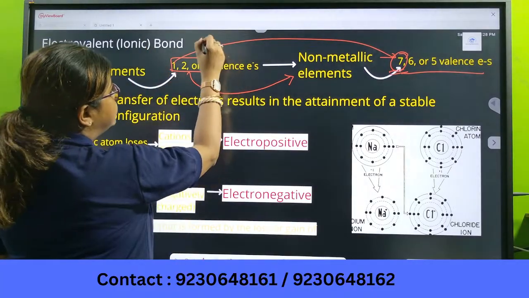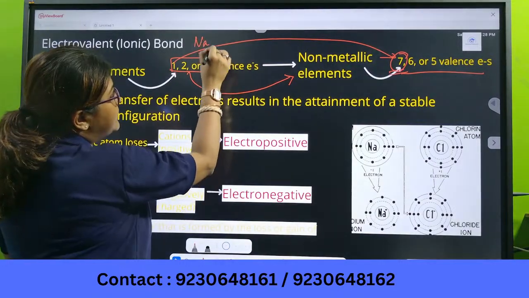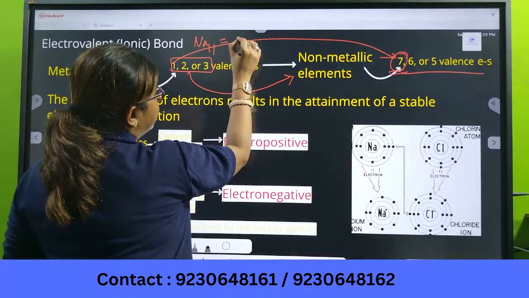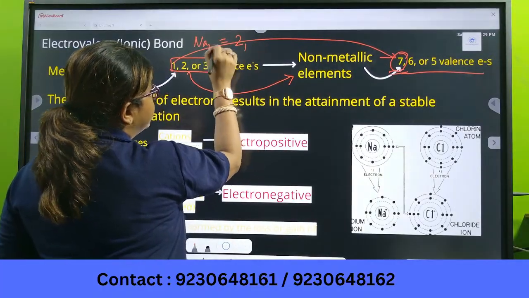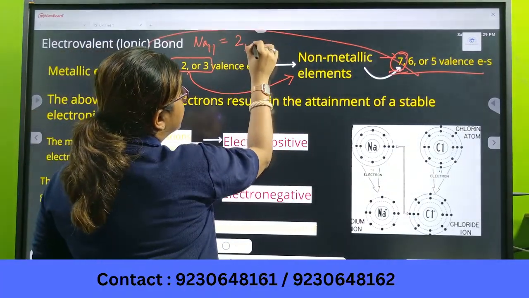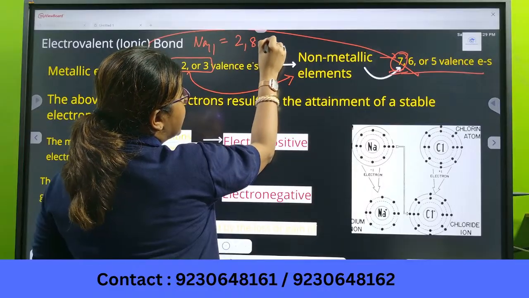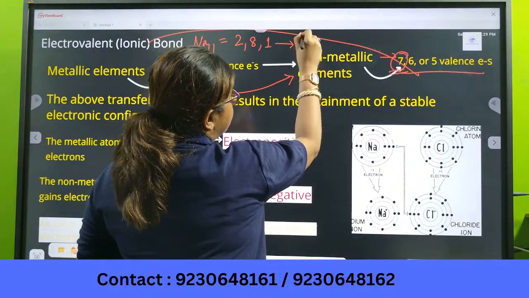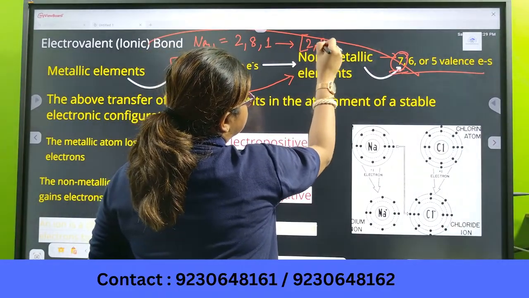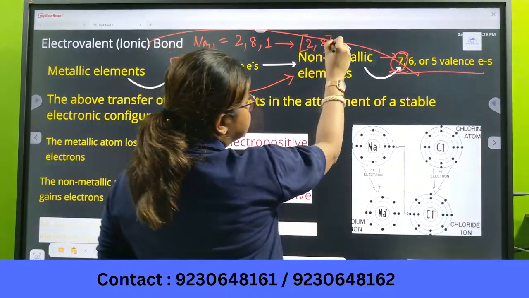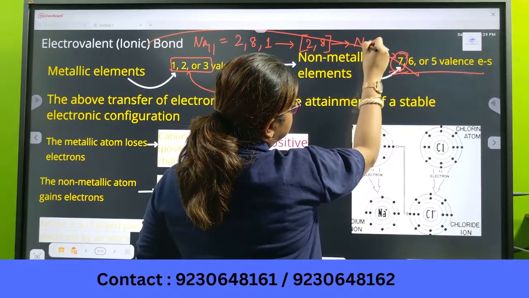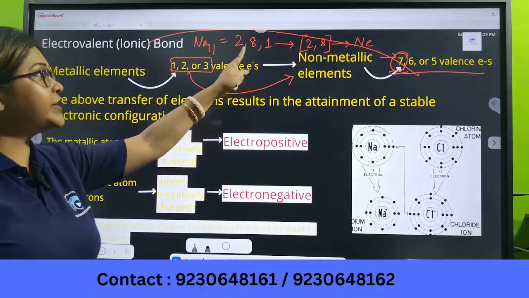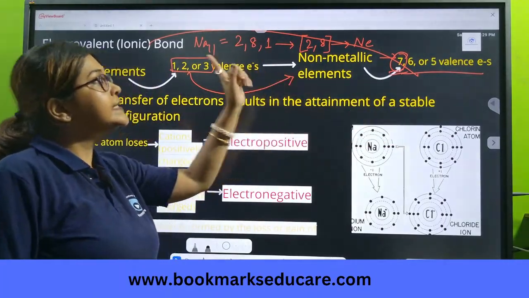Suppose you have sodium. Sodium has atomic number 11, so its electronic configuration is 2, 8, 1. It will try to have an electronic configuration of 2, 8, which is the nearest noble gas neon, to gain stability. Therefore, it has to lose 1 electron.